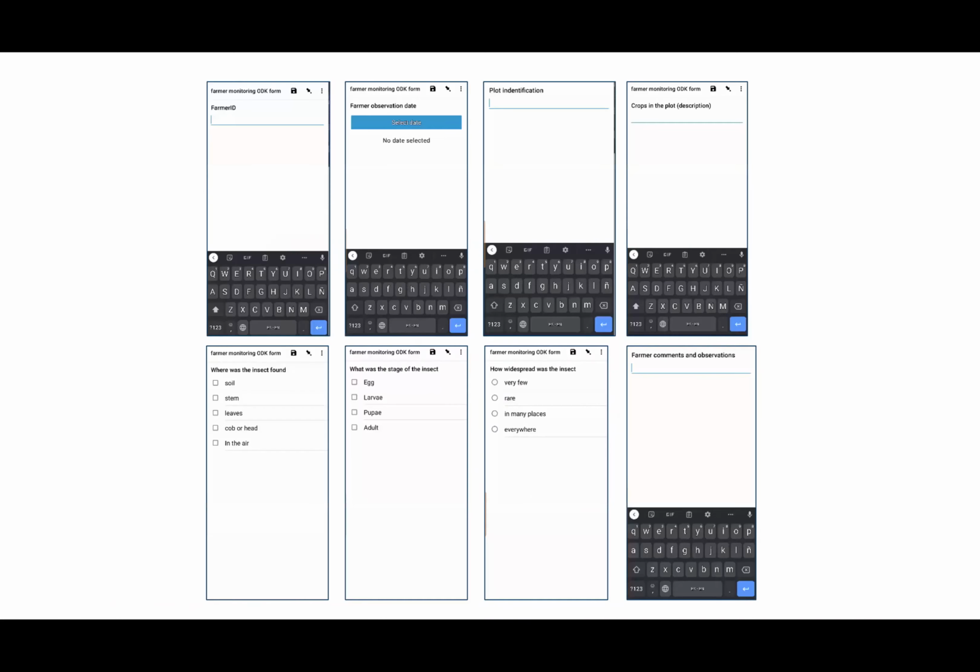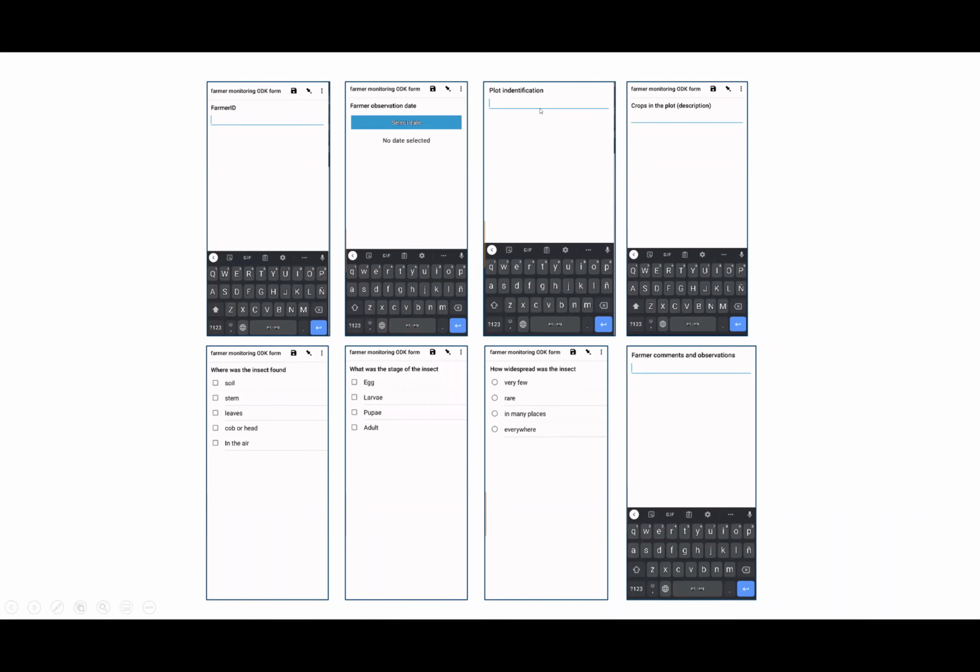So this is what was done. They set up an ODK data entry form, and I took screenshots. There was a farmer ID. There was a date recorded. There was a plot identification. There was a space for the crops in the plot, a description of the crops. There was a selection for where the insect was found: the soil, the stem, the leaves.